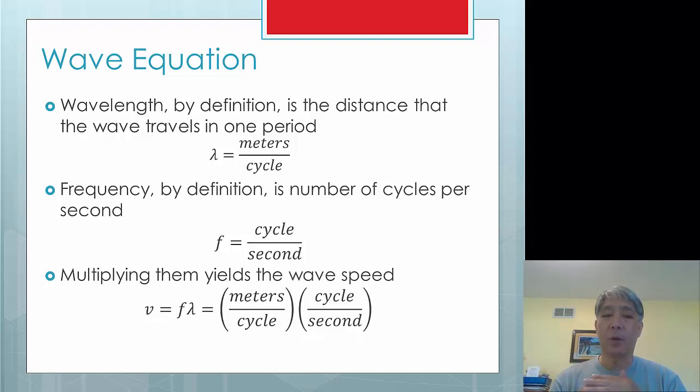Last year, the mnemonic that we used was "visit the friendly llama." And for light, because light travels at a speed of 3 times 10 to the 8th meters per second, we use the letter c. Light allows us to see the friendly llama.